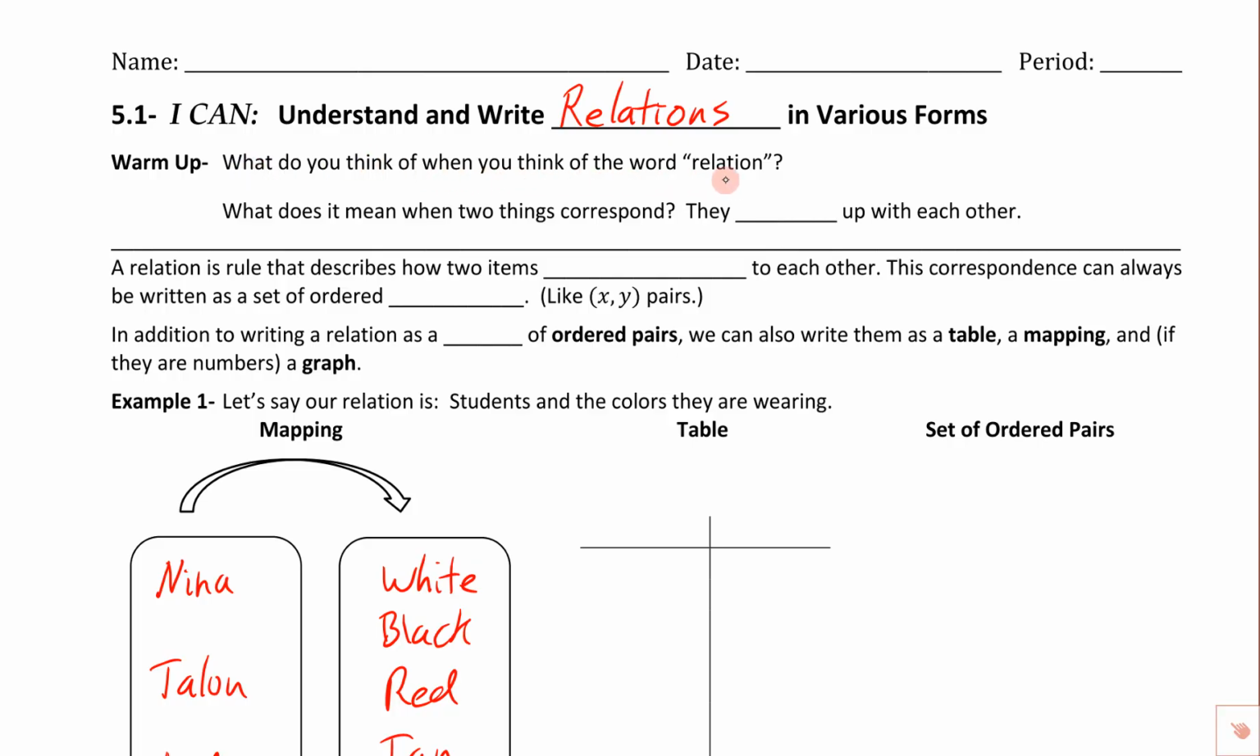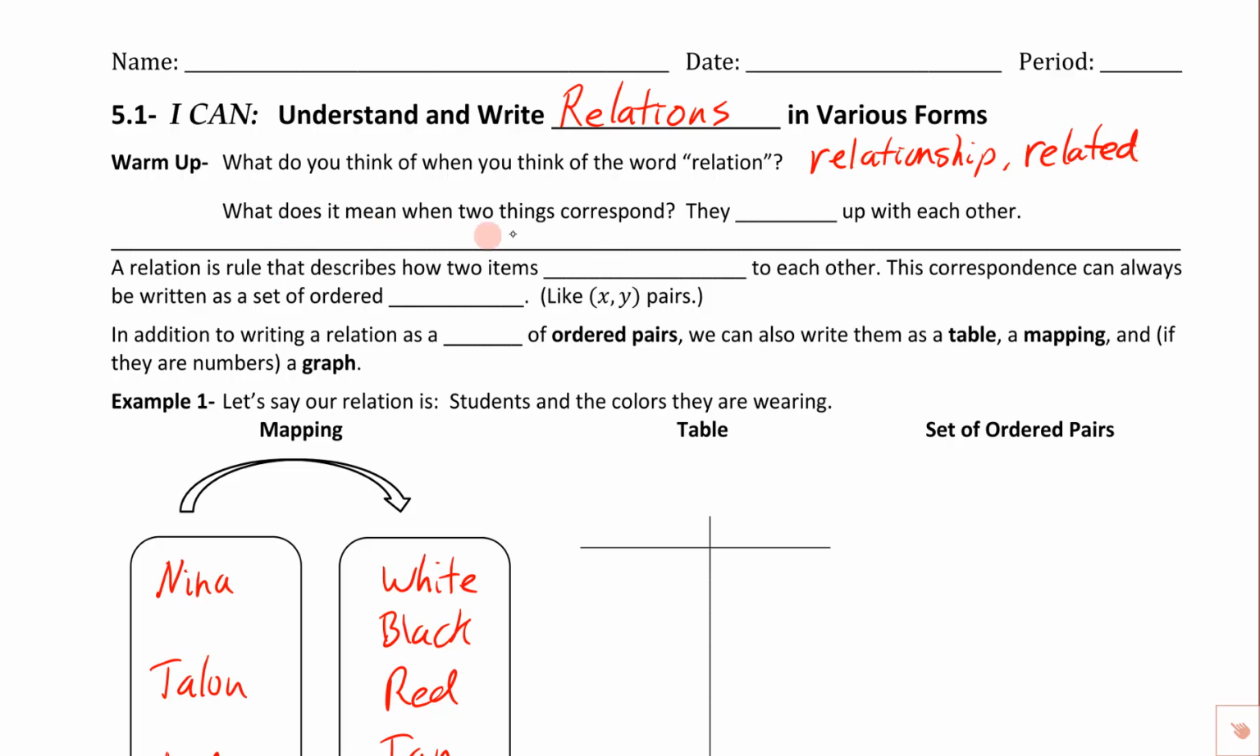So most people, when they think of the word relation, they think of something like this: relationship. So the relationships that we have with other people, or the things that we have, or whatever it is. Or we might also think of this word, related. Both of those are totally fine. Relationship or related, and relation all mean the same thing. So we're going to talk specifically about what a relation is in math.